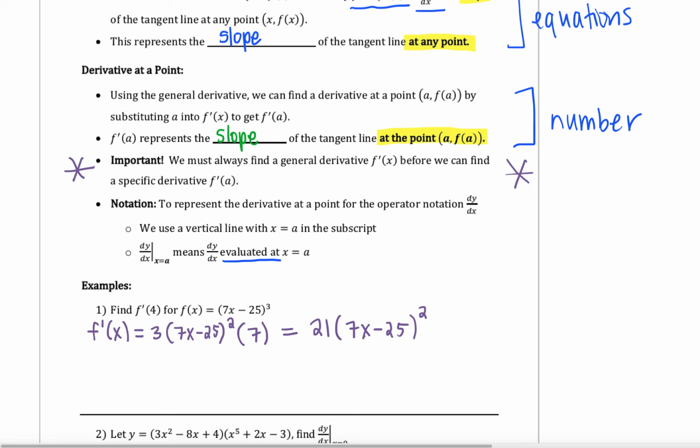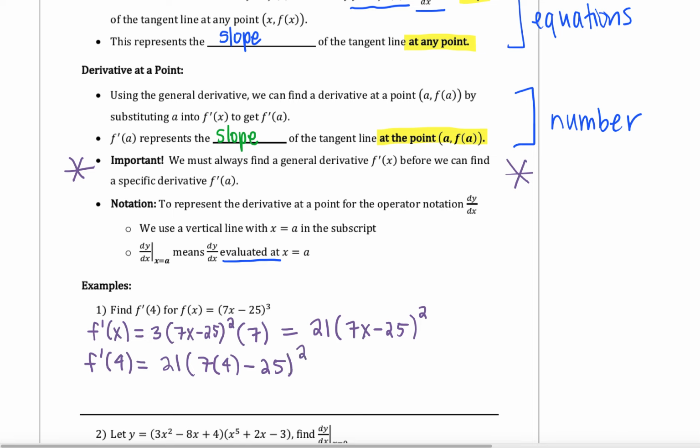Now we're asked to find f prime of 4. Now that we have an equation for f prime of x, I can substitute in 4 in place of any and all of the x's. So I'm going to end up with f prime of 4 now equaling 21 times 7 times 4, since we're substituting in 4 for the x, minus 25 all to the second power.